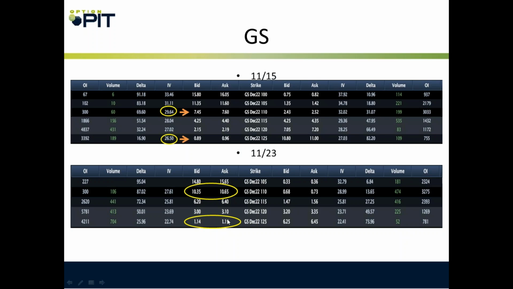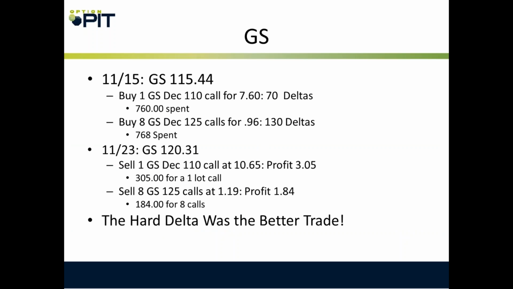And my 125 calls are worth $1.19. Notice the change in implied volatility, though. $29.60 to $27.60, $26.50 to $22.50, $22.75. So now let's walk through this.